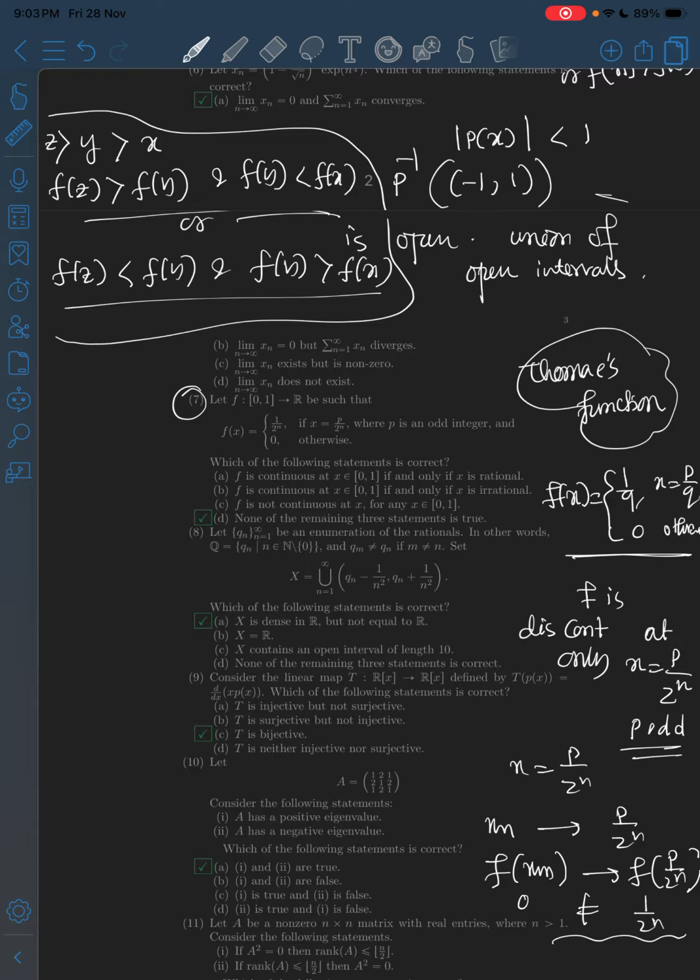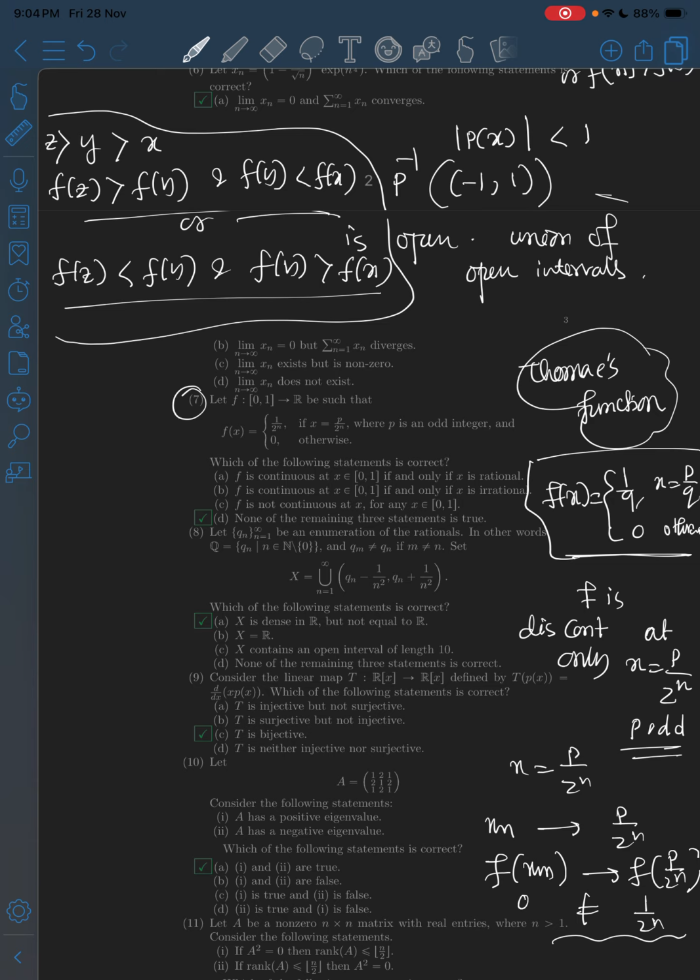But the interesting fact is that these are the only points where it is discontinuous. So you need to check that at other points it is continuous, and for that you need to know the argument used to prove that Thomae's function is continuous at every irrational number and discontinuous only at rational numbers. By using the same argument you can prove here that this is discontinuous at only dyadic rationals, that means p by 2 to the n where p is odd. So that's why option D is wrong.